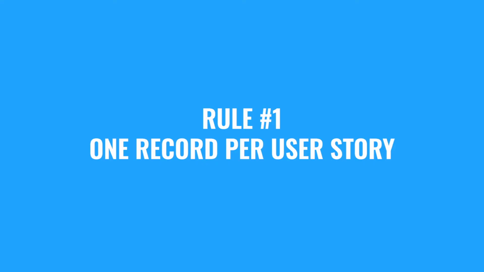Rule number one: one record per user story. That means that for every feature that we want to create in a client's app, we want to have one user story. And in whatever work management system we're using, if it's Jira or Trello or whatever that is, we're going to have one record for that user story.